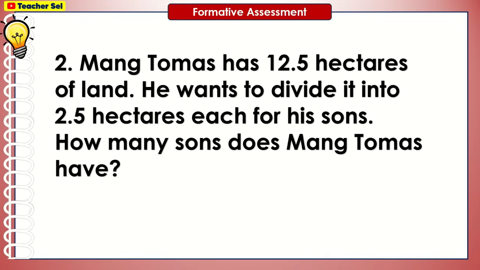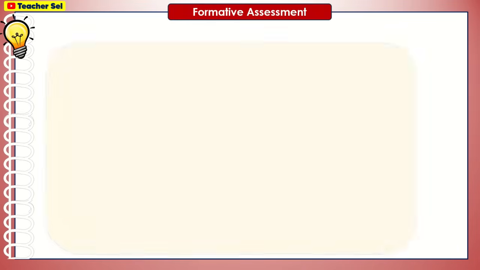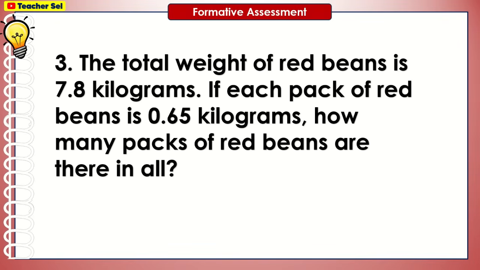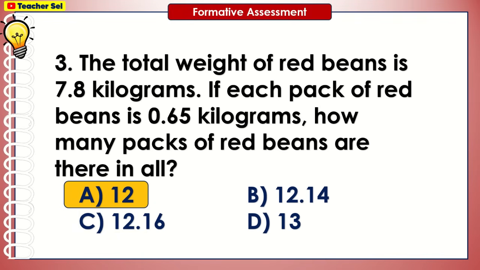Mang Tomas has 12.5 hectares of land. He wants to divide it into 2.5 hectares, each for his sons. How many sons does Mang Tomas have? A 3, B 4, C 5, or D 6? The answer is C, 5. The total weight of red beans is 7.8 kilograms. If each pack of red beans is 0.65 kilograms, how many packs of red beans are there in all? A 12, B 12.14, C 12.16, D 13. The answer is A, 12.